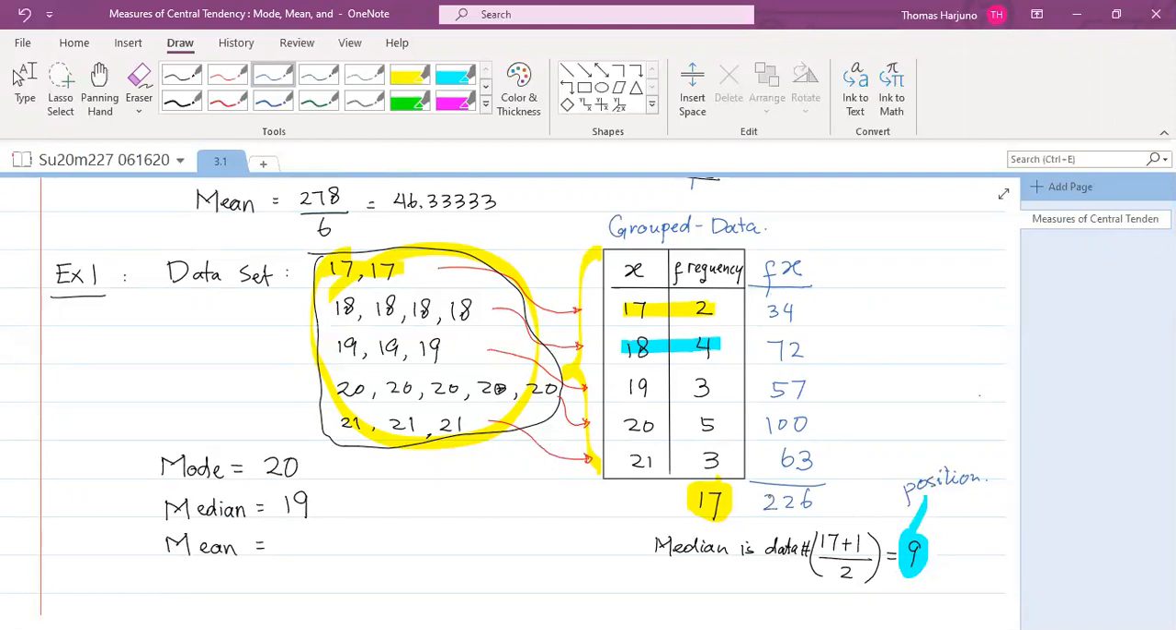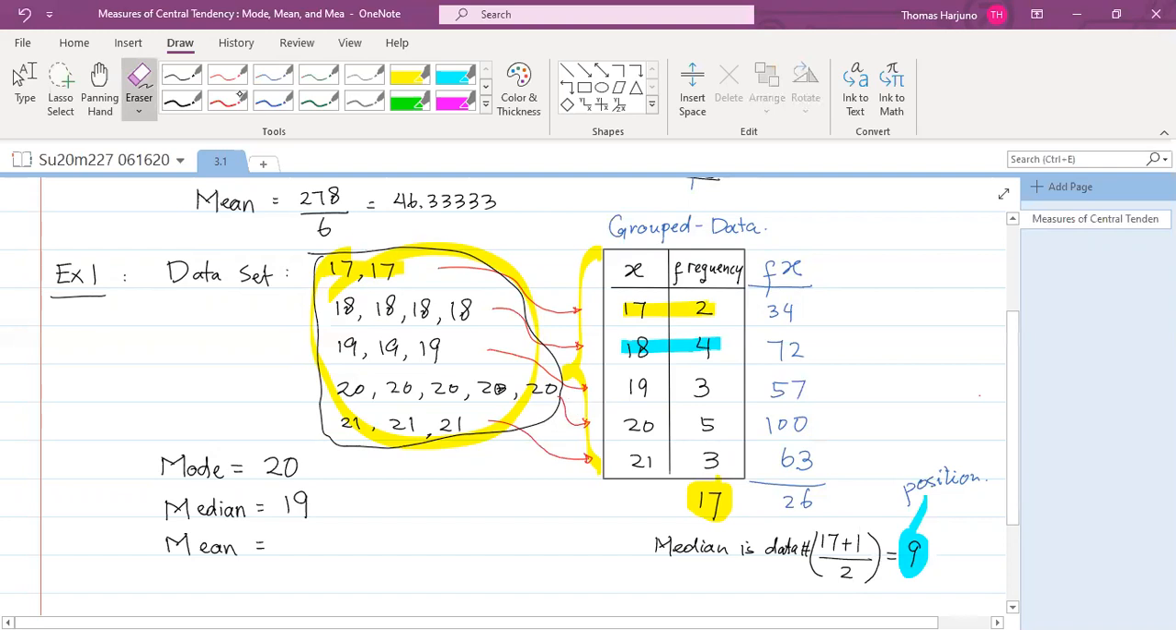So the mean will be 300. Yeah, thank you. What happened? I did say I saved 2, so 326. Thank you very much. So the mean will be 326 over 17. Let me grab my calculator.